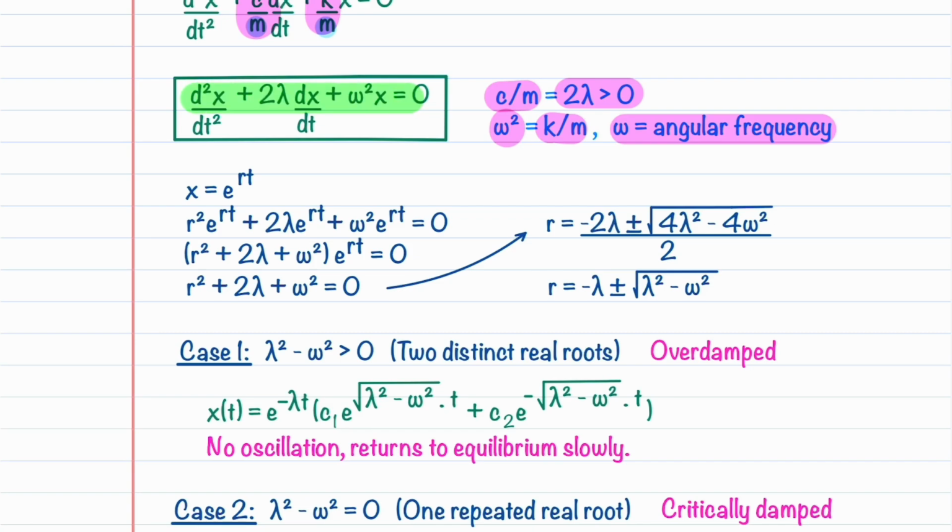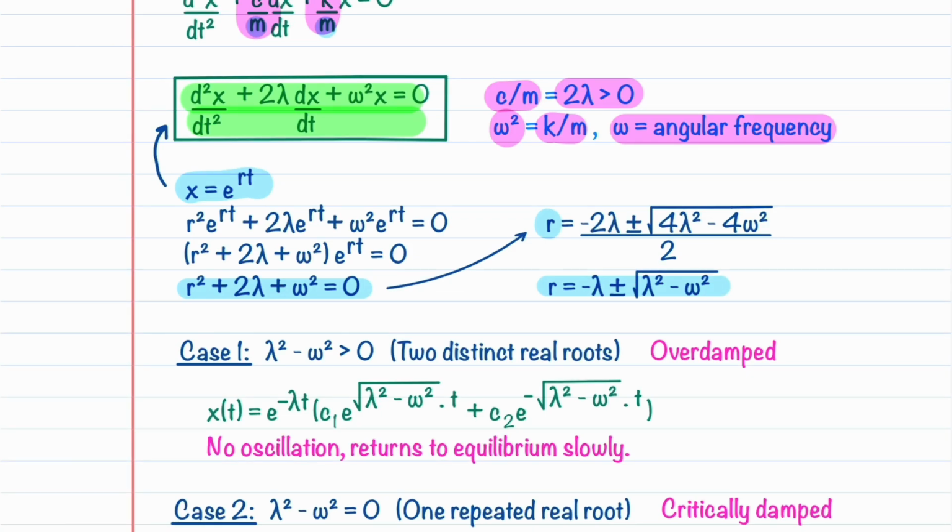This equation is a second-order constant coefficient differential equation, and the solution of this equation takes the form x equal to e to the rt. When we substitute this x into the equation and simplify all the algebra, we end up with the characteristic equation r squared plus 2 lambda r plus omega squared is equal to 0. We can use the quadratic formula to solve this, and when we simplify, we find that r is equal to minus lambda plus or minus the square root of lambda squared minus omega squared.